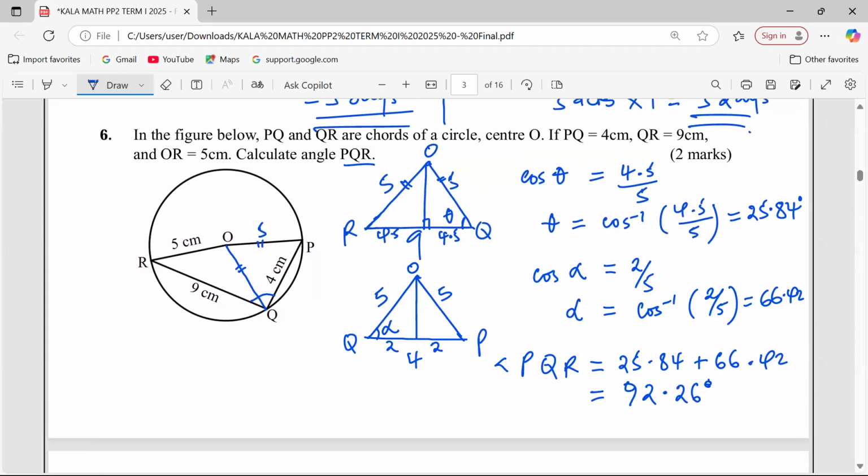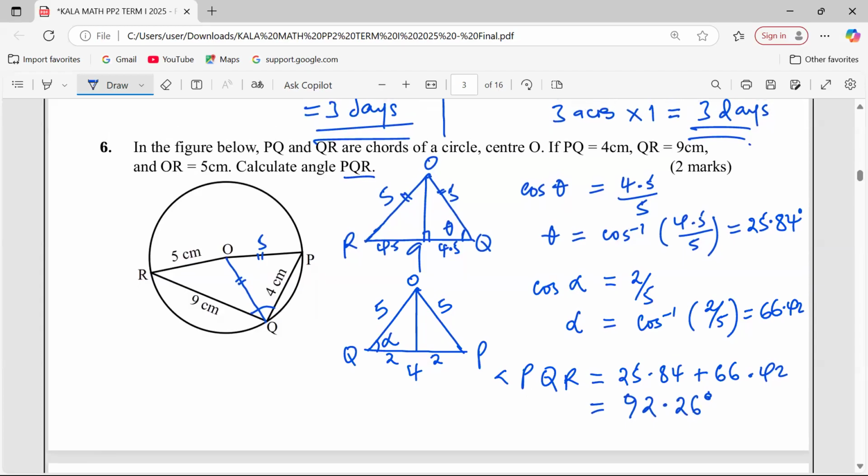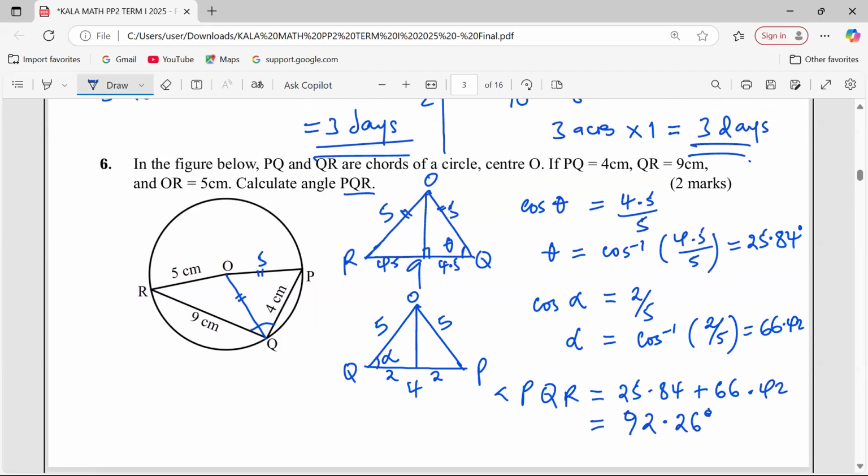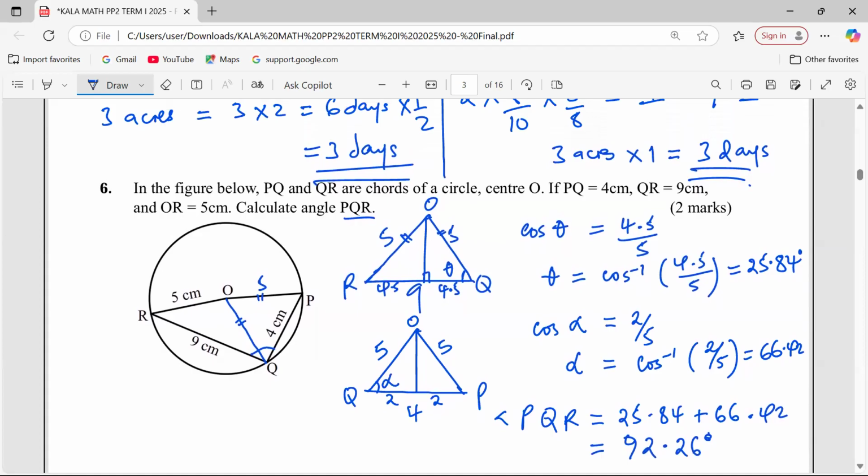Very simple. A student must be really reasoning for them to come up with such an angle.